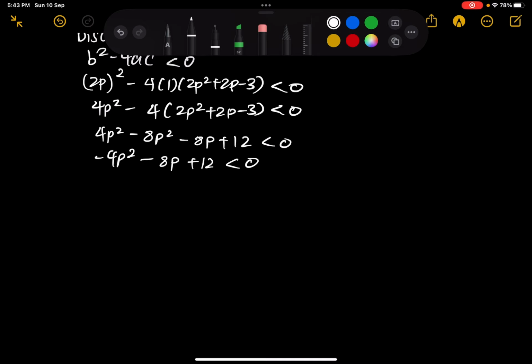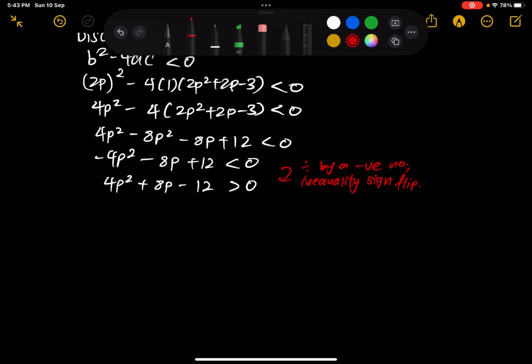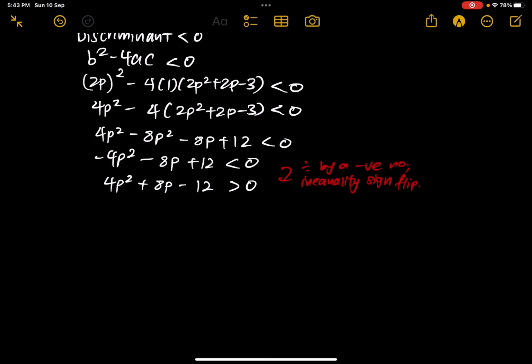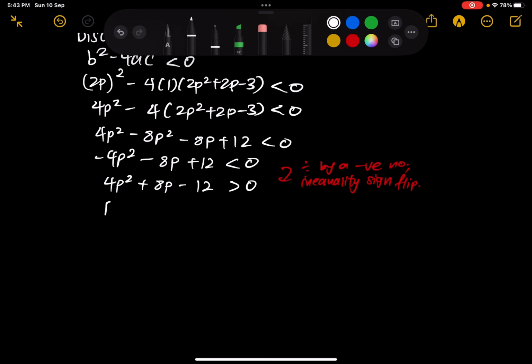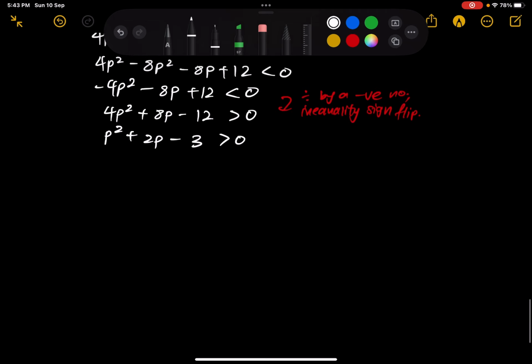Now at this stage we need to factorize it, and we actually have a common factor of -4. Yes, I can divide by -4 throughout, but because there's a negative sign, we do it step by step. We remove the negative sign first, so we flip the sign. When we flip the sign, we flip the inequality. When you divide by a negative number, the inequality sign must flip. So after I flip, I have a common factor of 4 and I'll divide by 4. Then I'll do my factorization.